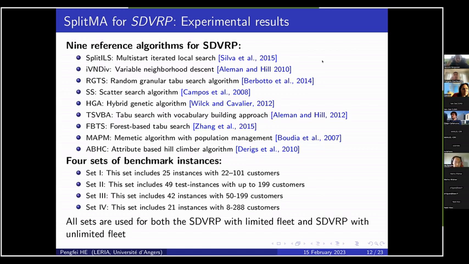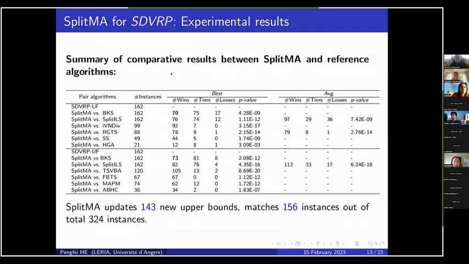In our experiments, 9 reference algorithms and 4 sets of benchmark instances are used to evaluate the performance of our algorithm for both the SDVRP with limited fleet and unlimited fleet. Here are the experimental results. Our algorithm can update 143 new upper bounds out of 324 instances.